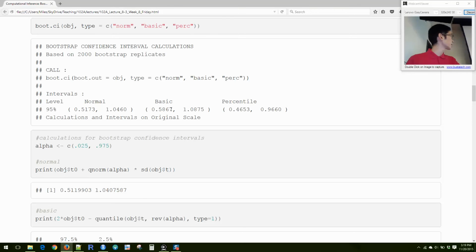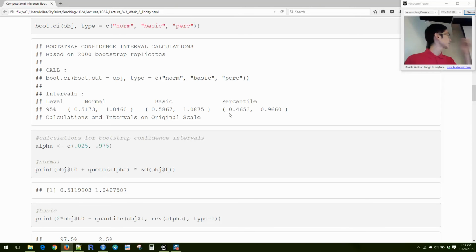The basic interval also goes over our upper bound of 1. And the percentile one is based just entirely on our Bootstrap estimates, which means because the Bootstrap estimates will in and of themselves not go over 1, this one doesn't.